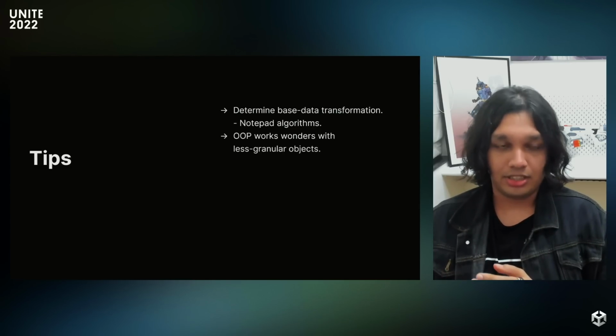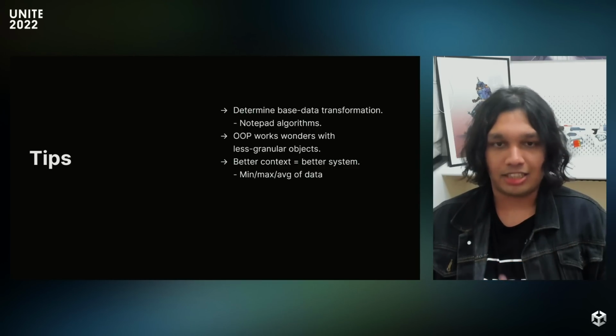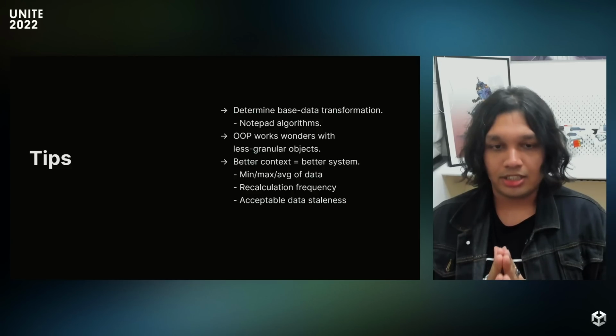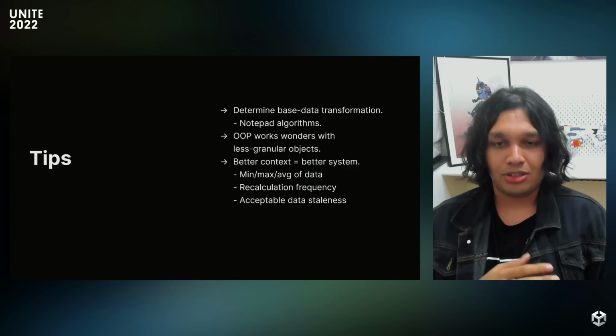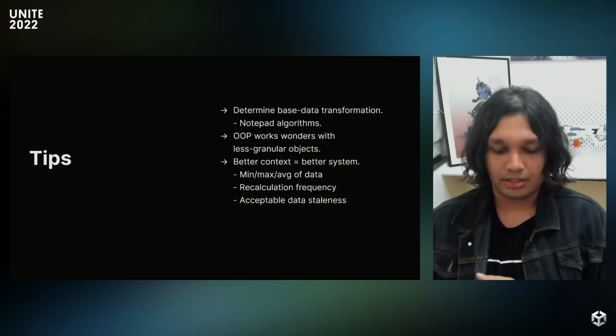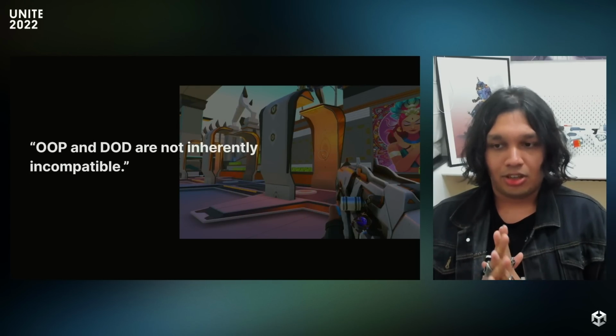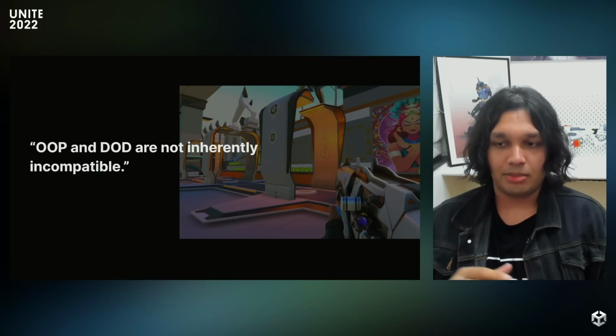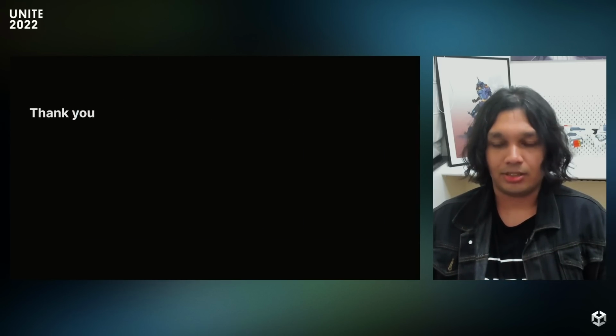Object-oriented programming actually works wonders when you have less granular objects. They provide very clean interfaces. And if you have better context, you can design a better system. What is the min, max, or average of the data? How often do you need to recalculate it? Or even what is the acceptable staleness of data? How stale can your data be for you to still have good enough results? And object-oriented programming and data-oriented design are not inherently incompatible. You can have good architecture with data-oriented design, and at the same time, your object-oriented code can also be a lot more performant if you take advantage of the data-oriented design features.